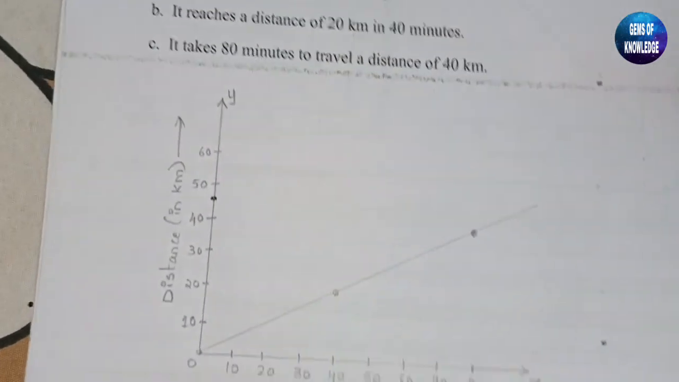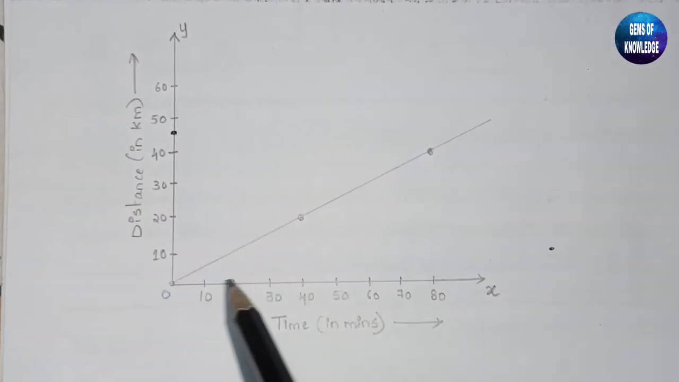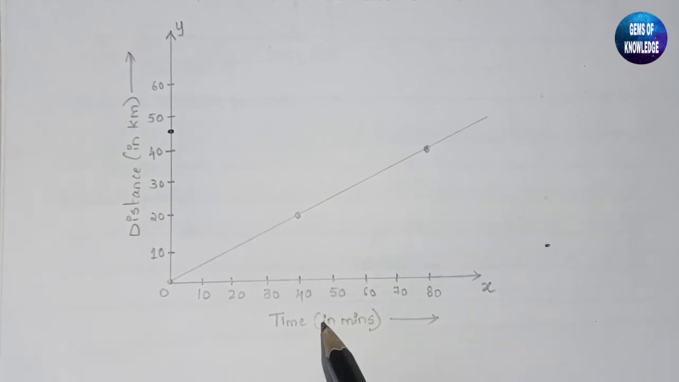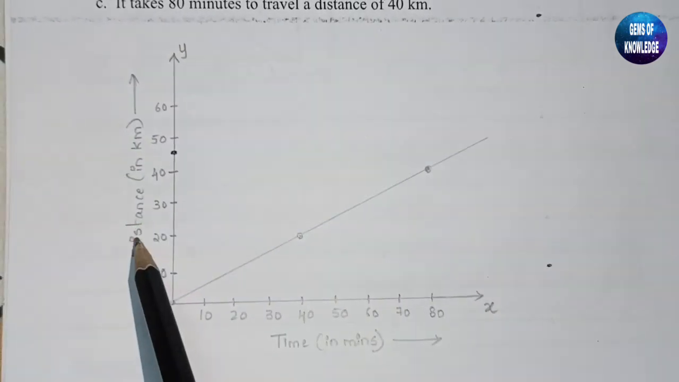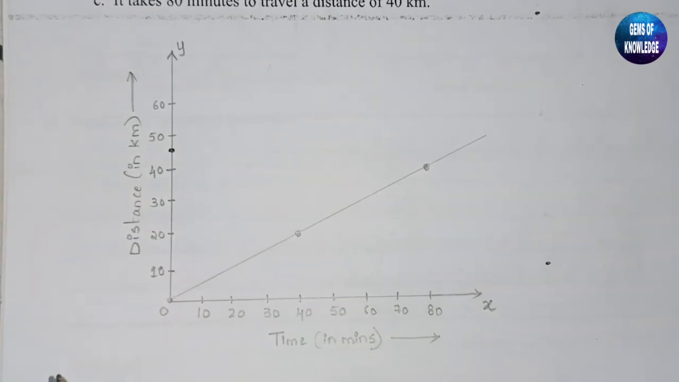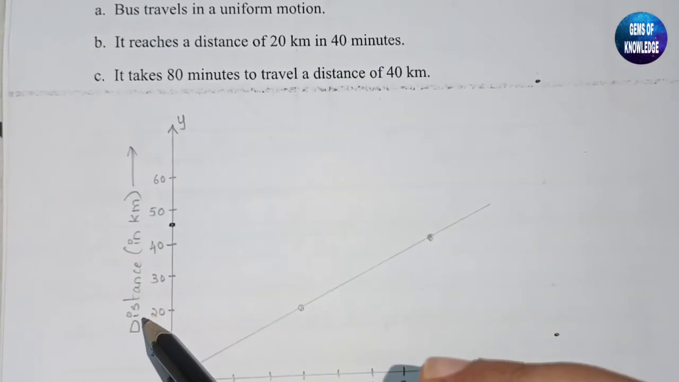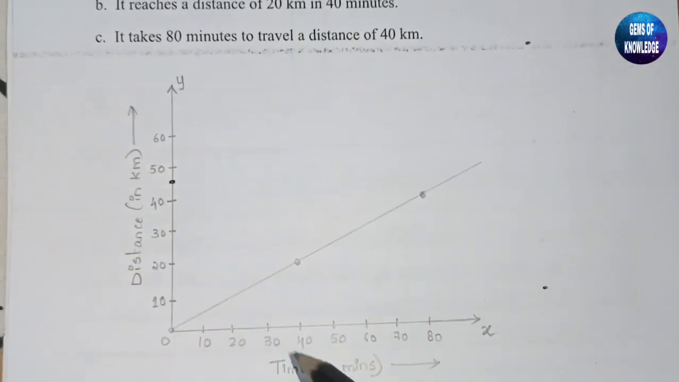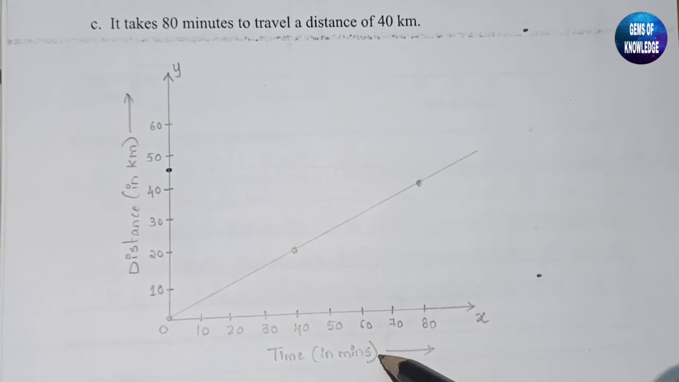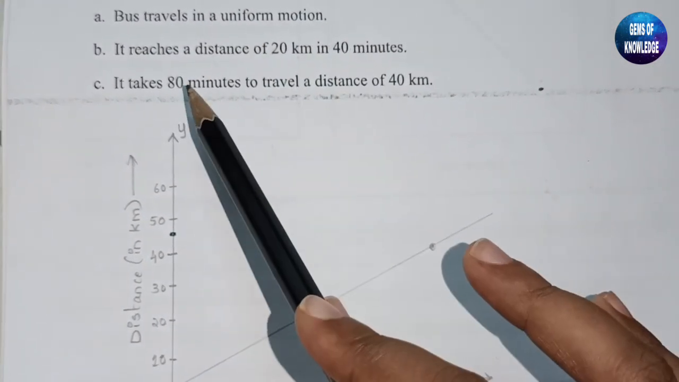Okay. So here the space is given to draw the graph. As you can see, on the x-axis you are going to take time, and on the y-axis you are going to take the distance. So this is a distance time graph. Then just see here, they have given distance always in kilometers and time always in minutes. Okay, so just see the minutes, they have given us 40 minutes and 80 minutes.